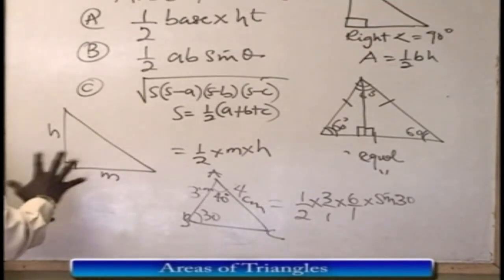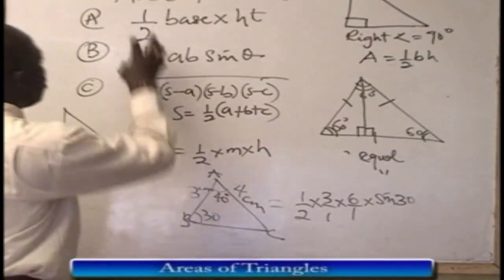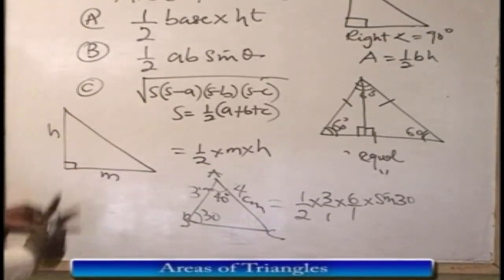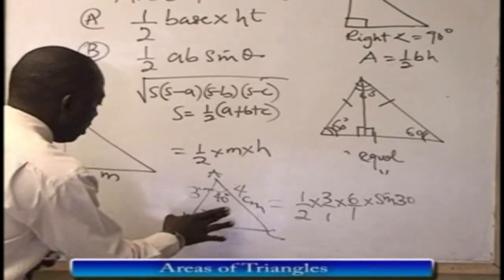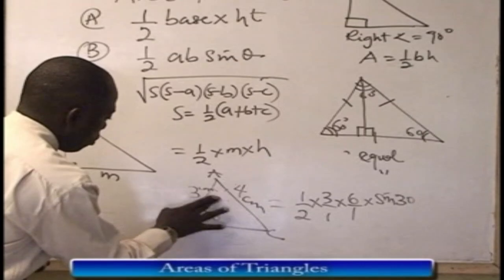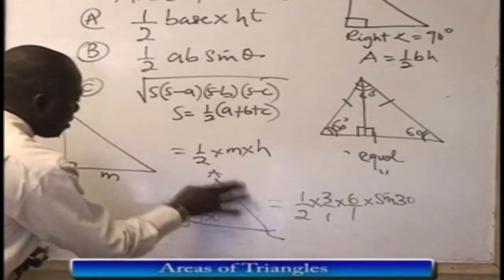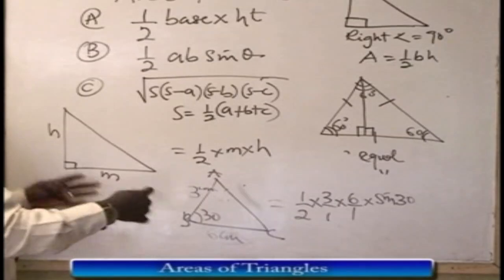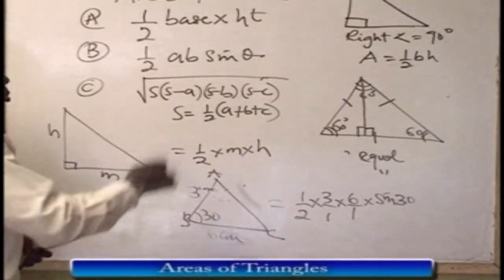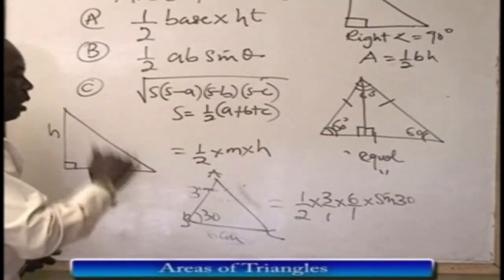So that is what we have concerning these two types of formula: half base times height, or half AB sine theta. Again, assuming what we have was what was given to us, I alter those values so that you will understand that situations like that can happen, and you must know which one to apply per time.